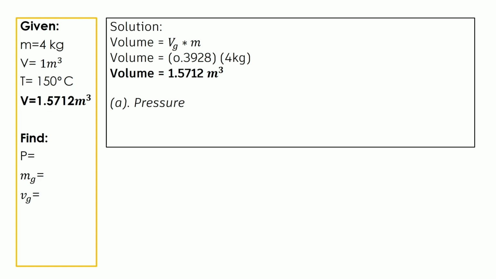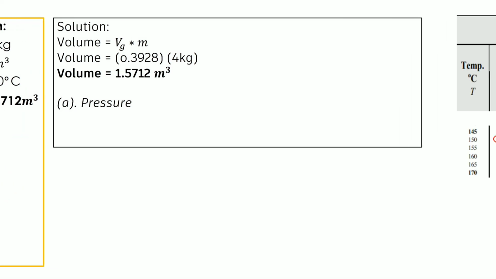So in this solution, for getting the volume of our container, the water, we need to multiply the saturated vapor by the mass, that is 4 kg. So we come up to a volume that is 1.5712 cubic meter.